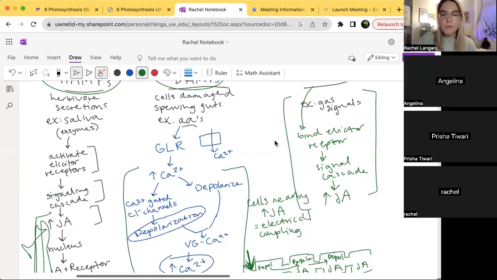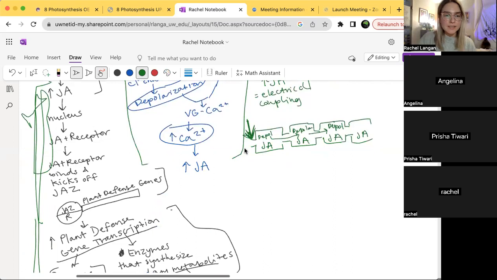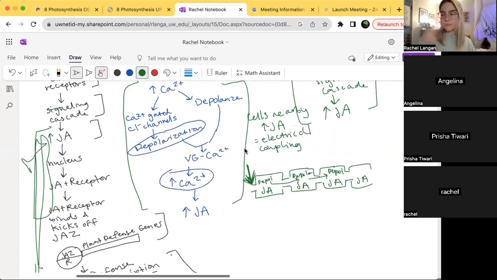Another question? No? Cool. So you should know these pathways and know how we do different distances. Any other questions about plant herbivory?